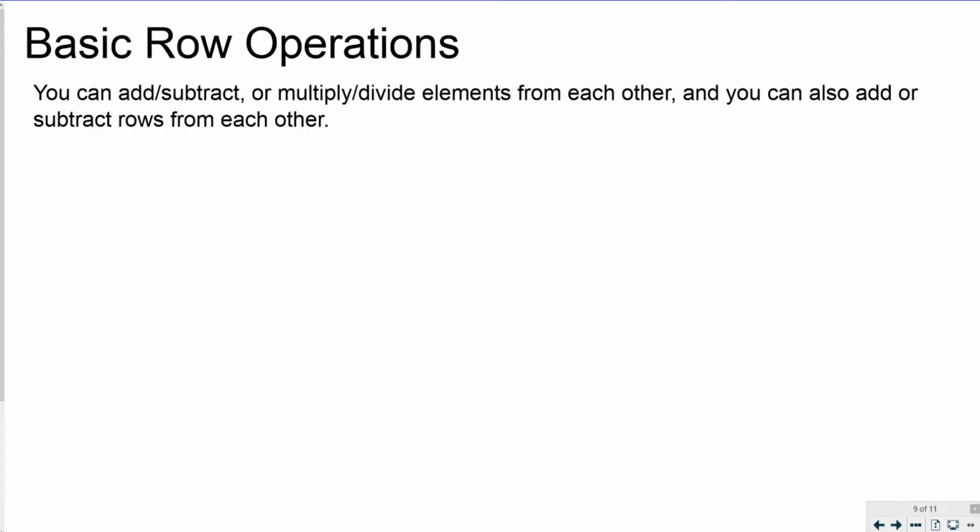All right, and then basic row operations. You can add, subtract, multiply, divide the elements from each other. So if you call out certain elements, you can add them together, multiply them together, subtract or divide them. And then you can also add or subtract rows from each other. So let's just take a quick look at that so that we have a good handle on the basics of a matrix.